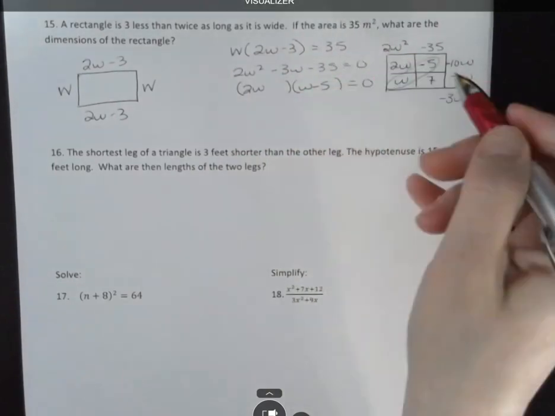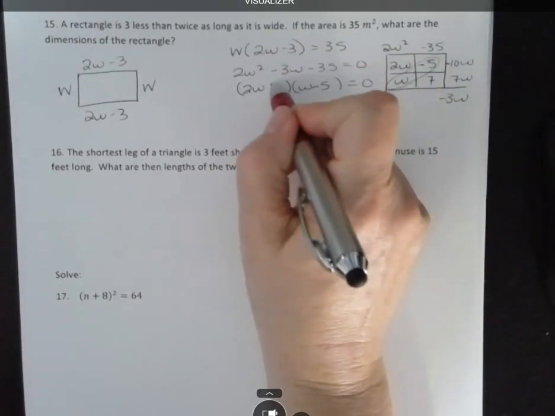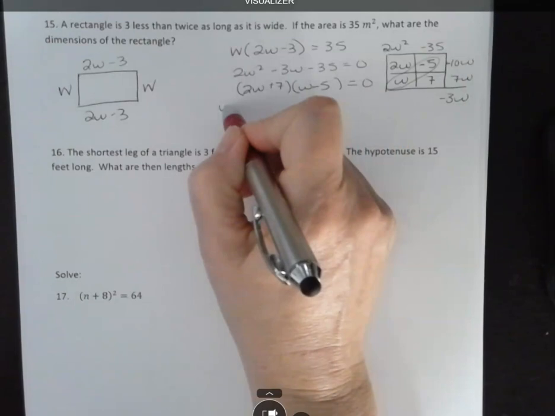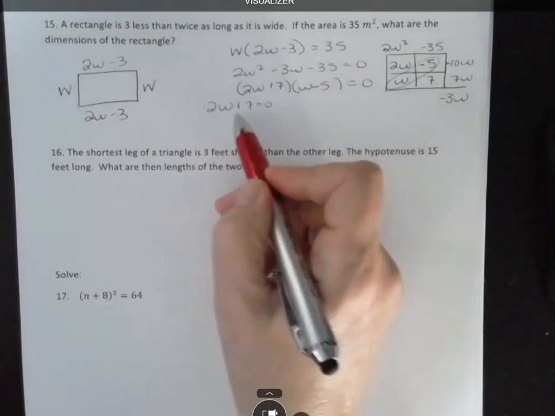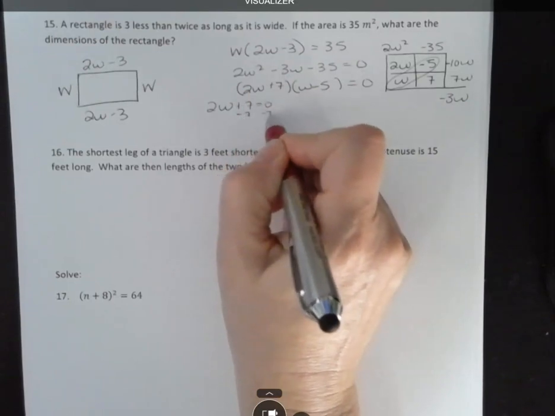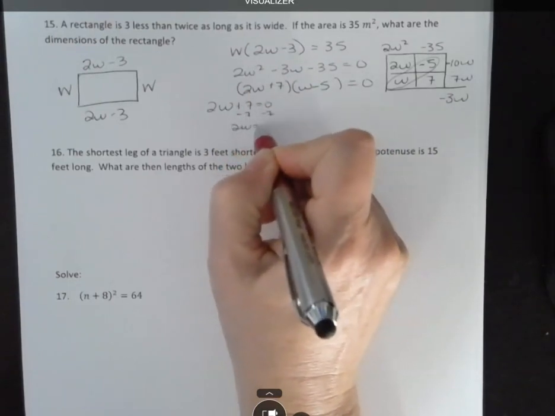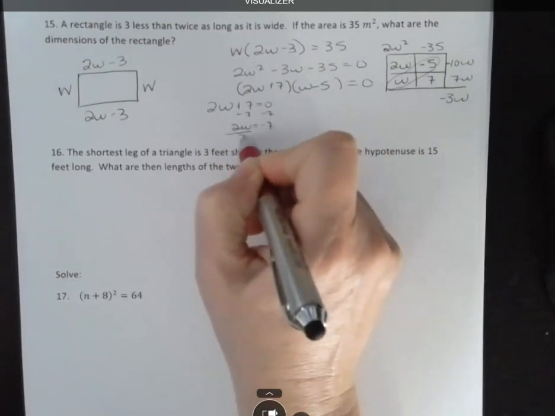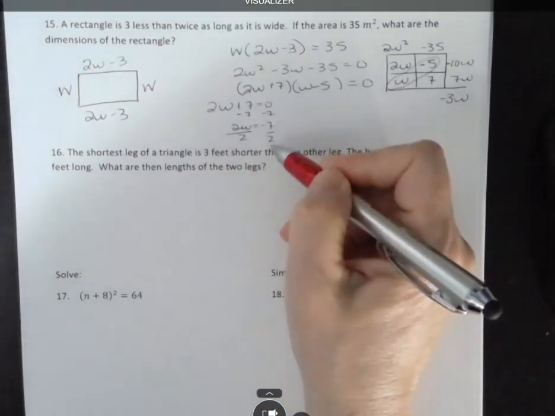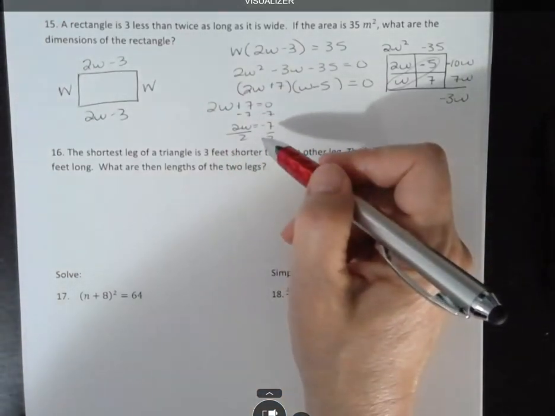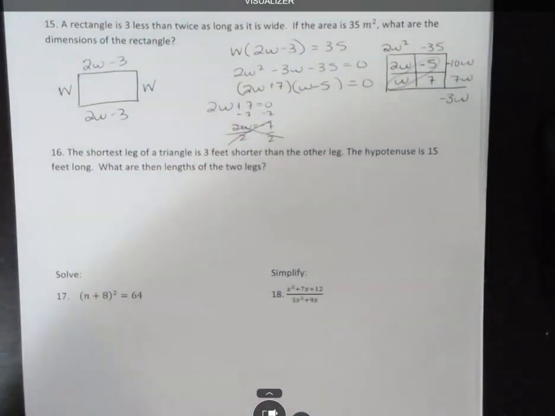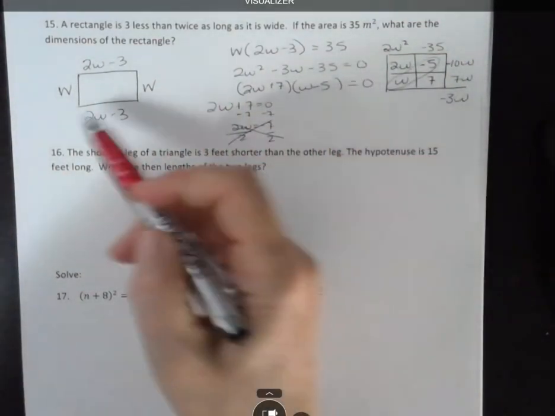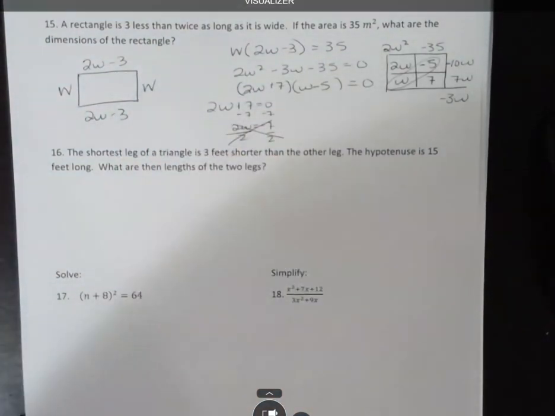and 2w plus 7. Now I can set both of these equal to 0 to try to solve, but look what happens when I try to solve this one. I get negative 7, and I have 2w is negative 7, and if I divide by 2, you see how I'm getting negative 7/2? We're talking about the length of a rectangle. It can't be negative. So this solution is extraneous. It works for this equation, but it doesn't work for our particular problem. We can throw it out.